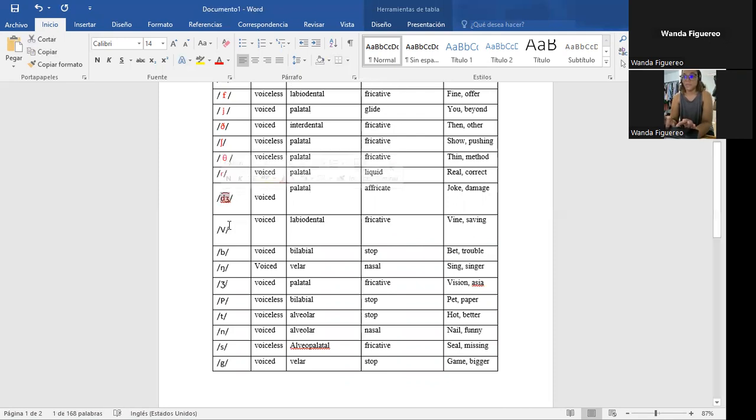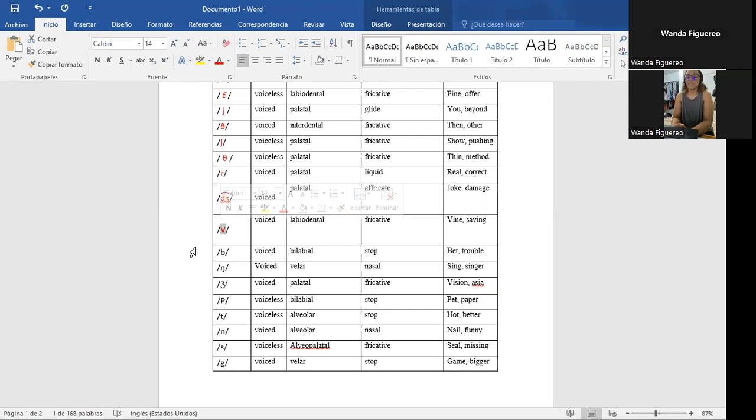Then we have the v sound, which is a voiced labiodental, because our lower lip gets in contact with our upper teeth. So it is a voiced labiodental fricative. For example, vine or saving.